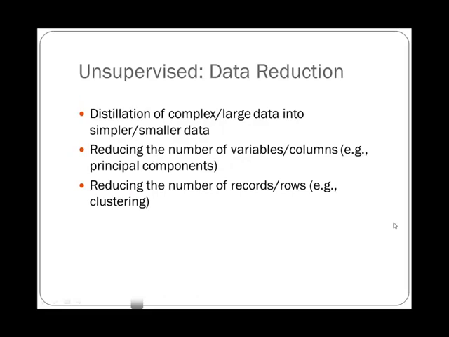With unsupervised learning, we also have what we call data reduction, and this is simply the distillation of very large data sets into smaller, simpler data sets. For example, you could take 100 variables, extract the information contained therein, and be left with just 3 or 4 variables. Reducing the number of variables is generally done by principal components. There are other ways to do it as well, other methods that we'll talk about, including clustering.